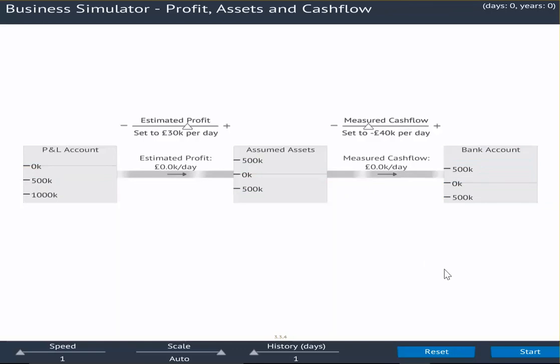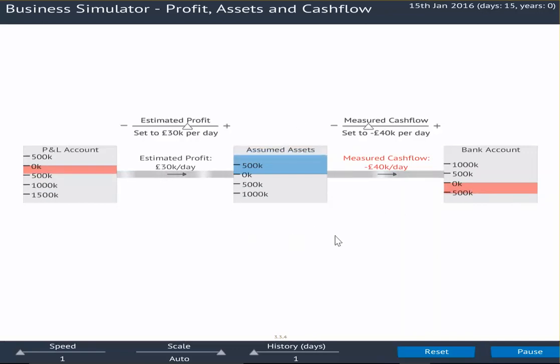Instead, let's look at what happens if measured cash flow, for example, is negative and estimated profit is positive. So again, we can see the business is making a profit, but its cash flow is negative. So essentially, it's got this large assumed asset on its balance sheet. And the danger here is that actually this assumed asset may not turn out to exist, or its value may be much smaller than was previously anticipated.